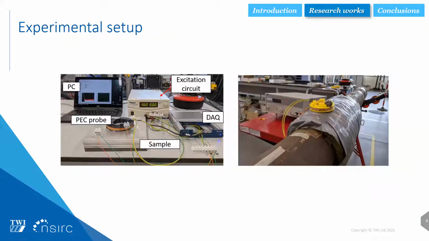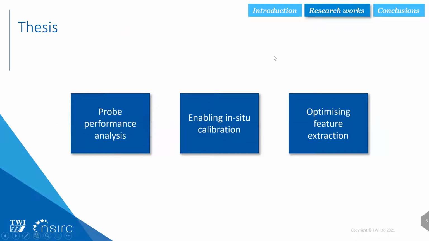So this slide shows us the basic experimental setup that we have developed. A basic PEC system normally consists of a probe, an excitation circuit, and also an acquisition unit. So the content of the thesis, I would say, can be divided into three parts. The very first part is where I look at the probe performance analysis.